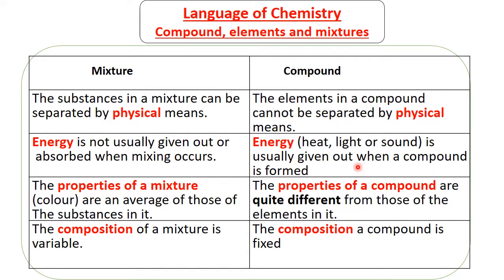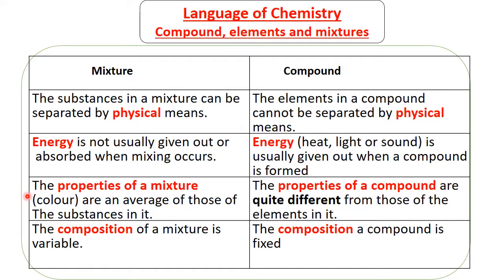a compound is formed. So when you mix two chemicals, maybe you can see a light, or I know when you think of chemicals, we always think about flame-based things. So that's the energy we're talking about. When you are combining elements to form a compound, usually there will be sound, there will be heat, there will be light. But for a mixture, we don't have that.